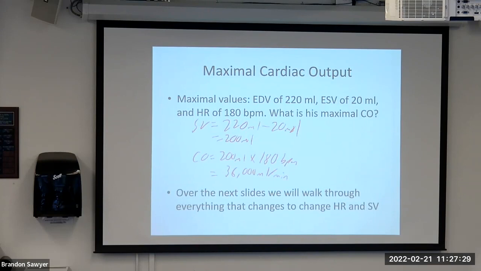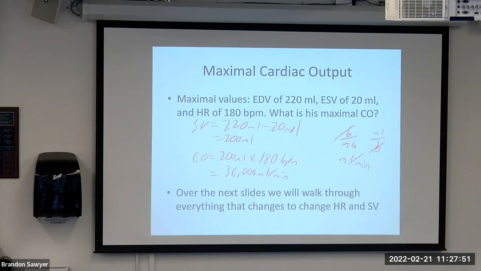Okay, and the reason these cancel out, so BPM is beats per minute, right? That's the heart rate number. And then the stroke volume one is mils per beat, right? So we got a beat on the bottom, a beat on the top. So those cancel out. We end up with mils per minute.